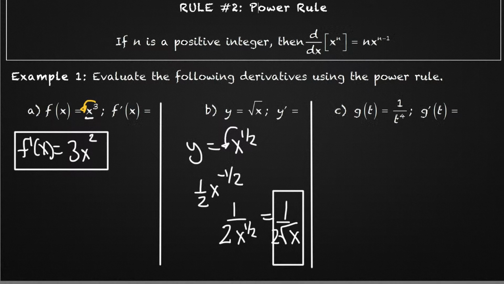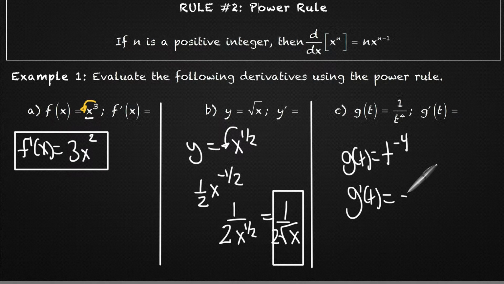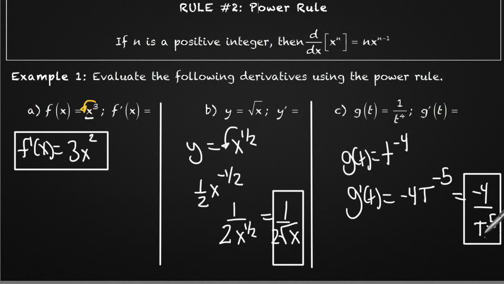Now let's move on to the third example. We're going to rewrite this as t to the negative 4th, and that's g of t. So g prime of t by the power rule is going to be negative 4 multiplied in front, t, and subtract 1 from the power. That's not going to give you negative 3, but negative 5. Then we rewrite our final answer as negative 4 over t to the 5th. Essentially, that's all that is involved with the power rule.